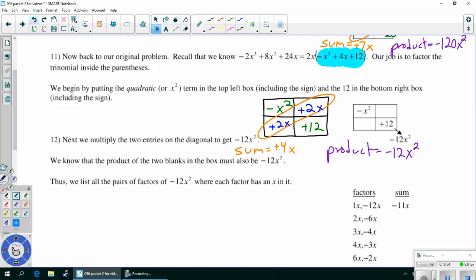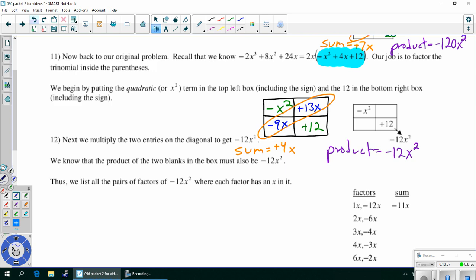Okay, are there any other things that we can say add up to positive 4x? Well, yeah. What if I told you that one of them was, I don't know, negative 9x? Just making something up. What can I put in the other blank so that the two of them add up to 4x? Well, I think I could put a plus 13x right there. Right? Don't they add up to 4x?